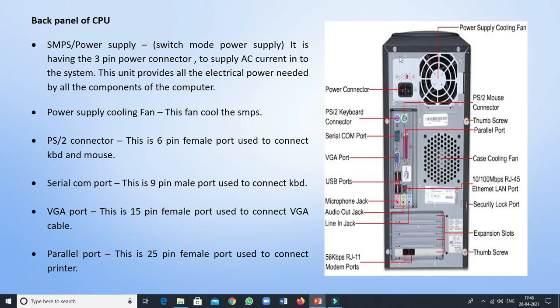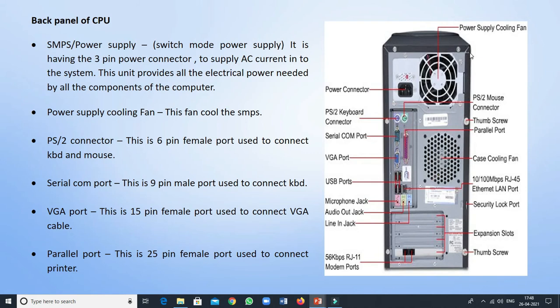This is the total back panel of a CPU. Now see from the first point. This 3-pin port is called your power connector, where you should pass the power. AC current should be passed to your system. Clear?